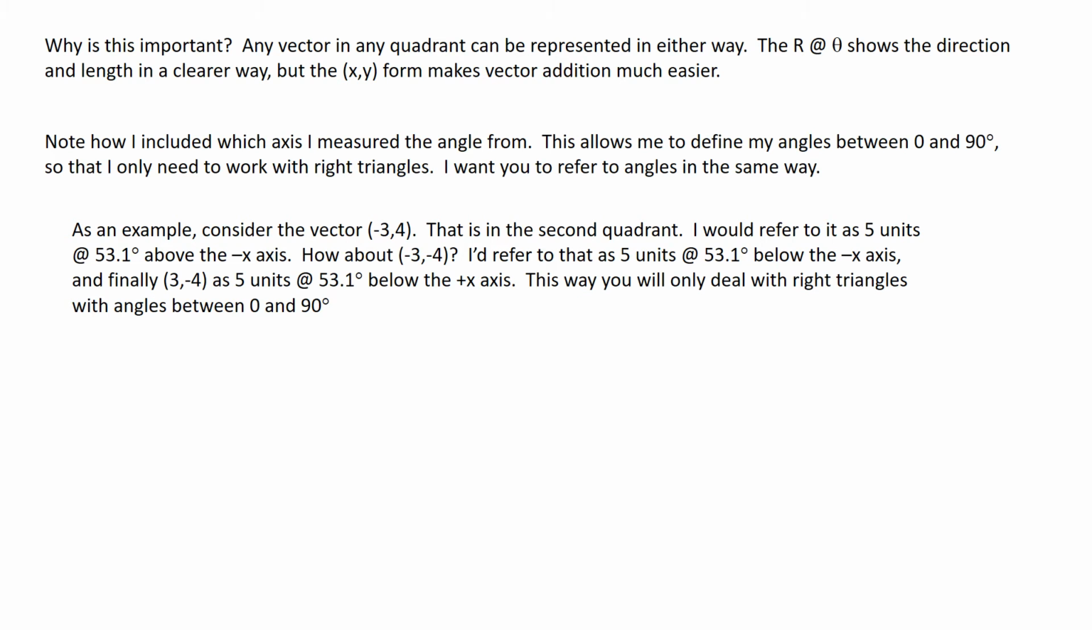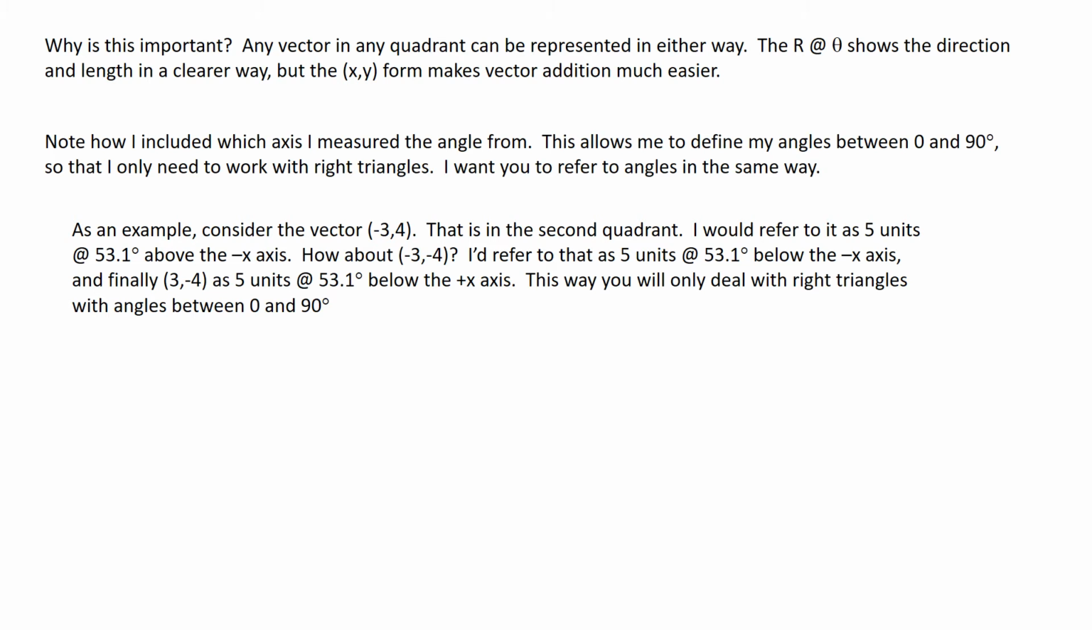If I have an example, let's say the vector minus 3, 4. This would be in the second quadrant. I would refer to it as 5 units at 53.1 degrees above the negative x-axis. How about minus 3, minus 4? That looks like it's going to point into the third quadrant. So I'd refer to this as 5 units at 53.1 degrees below the minus x-axis.